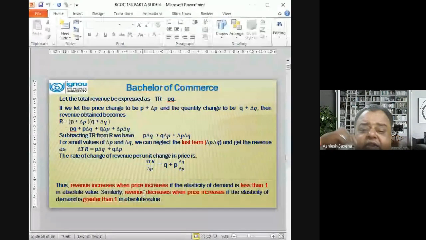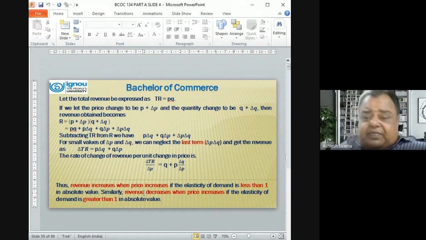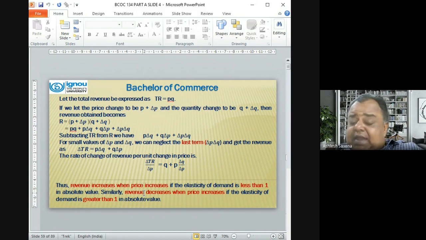So that means your revenue will be (P plus delta P) into (Q plus delta Q). Now we will subtract TR from this revenue. So we are going to get P delta Q plus Q delta P plus delta P delta Q. That means for small changes delta P and delta Q, we will be neglecting delta P into delta Q because that will be a much smaller number. So your change in revenue will be P delta Q plus Q delta P.